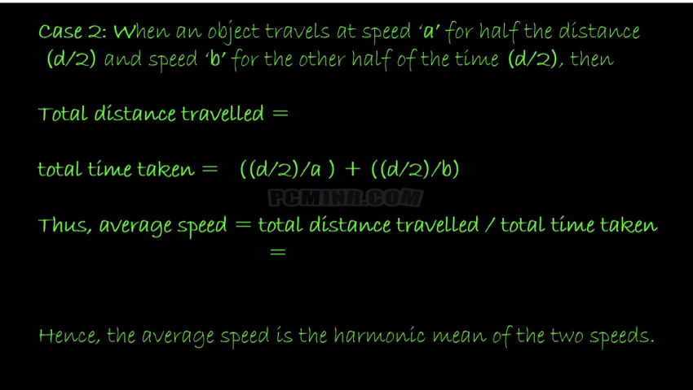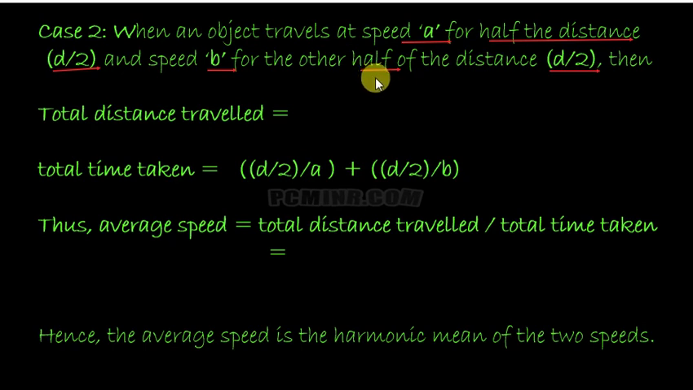And the second case is when an object travels at speed a for half the distance, for the first half of distance d by 2, and speed b for the other half of the distance, so for the other half of the distance d by 2, the speed is b. Now in this case, the total distance traveled is d by 2 plus d by 2, so that is d.